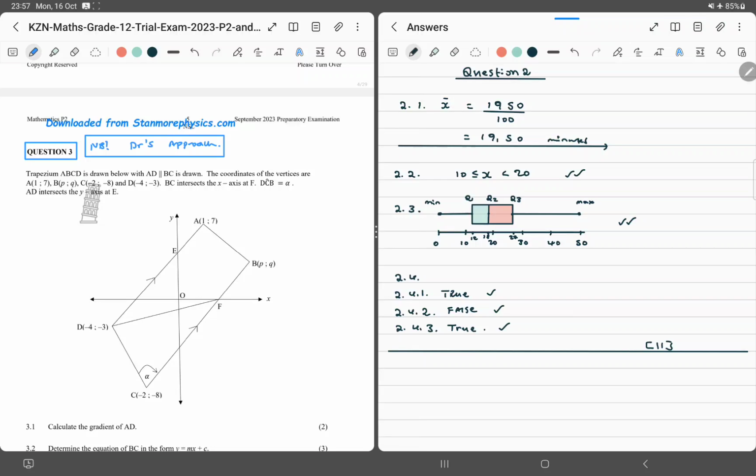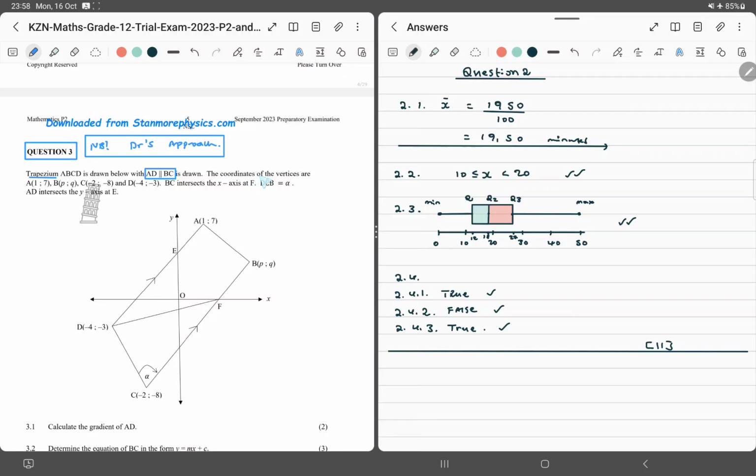Okay, so essentially this one is easy, grade 11 analytical geometry. So we're told a trapezium ABCD. So what do we know about a trapezium? A set of 2 sides are parallel. Now it's drawn below with AD parallel to BC. Okay, now we can see there is AD, it's parallel to BC.